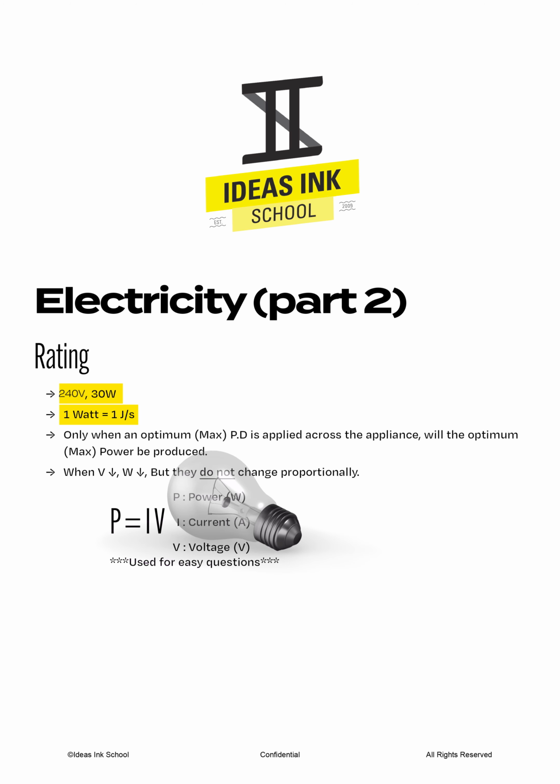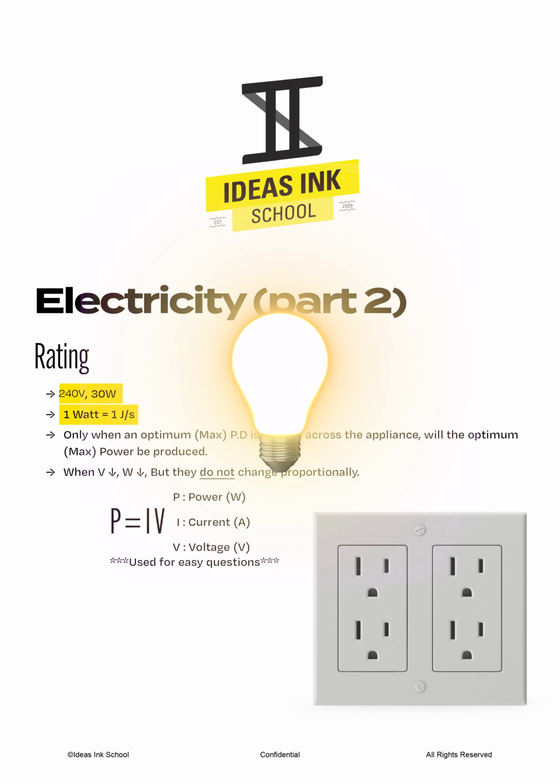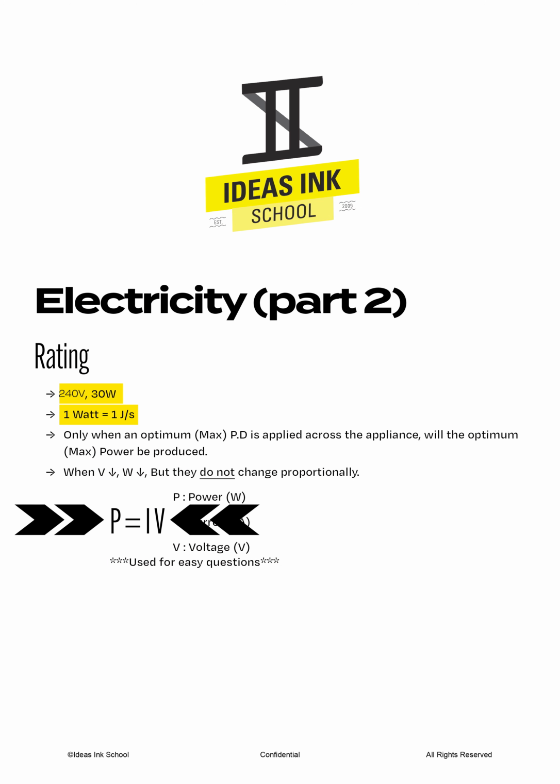Therefore, if the bulb mentioned earlier has a rating of 30 watts and 240 volts, this means that when the bulb is plugged to an electrical socket that is rated at 240 volts, the bulb will be able to convert 30 joules of electrical energy into other forms of energy every second. The formula is expressed as power being equal to current multiplied by voltage. Thus, P equals I times V.